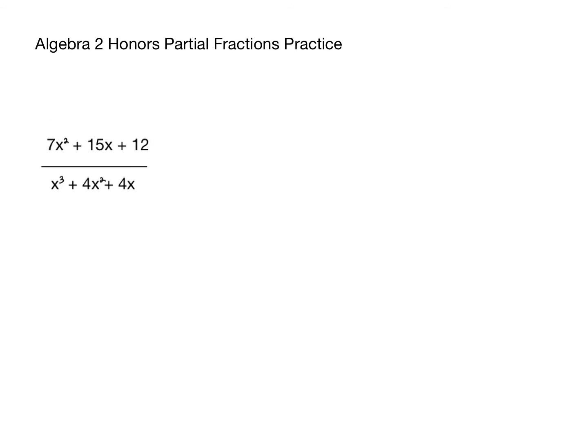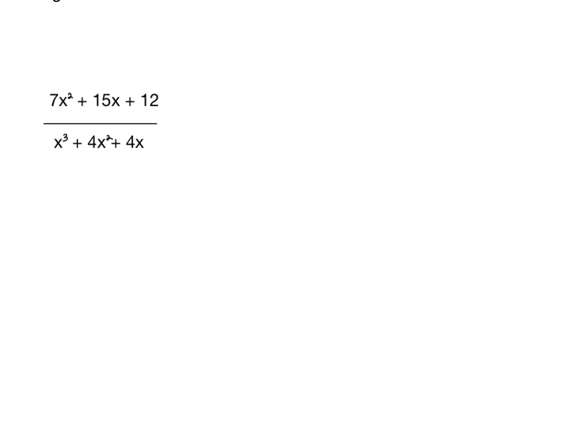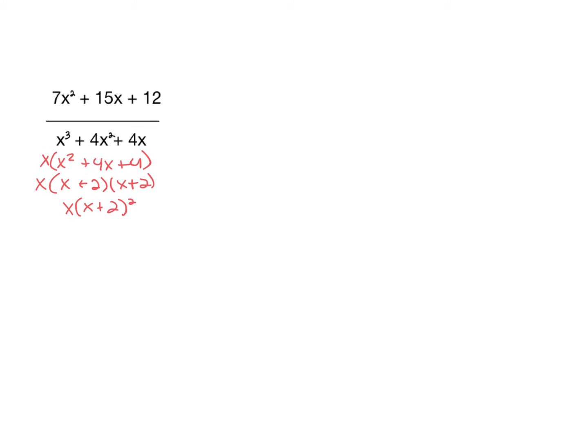Okay, so I'm going to work through each of these problems, one method and then the other. So I'm going to take out an x on the bottom. I get x squared plus 4x plus 4. And that factors into x plus 2 and x plus 2, or x times x plus 2 squared. So there's your repeated factor. A goes over x. B goes over x plus 2, and C goes over x plus 2 squared.